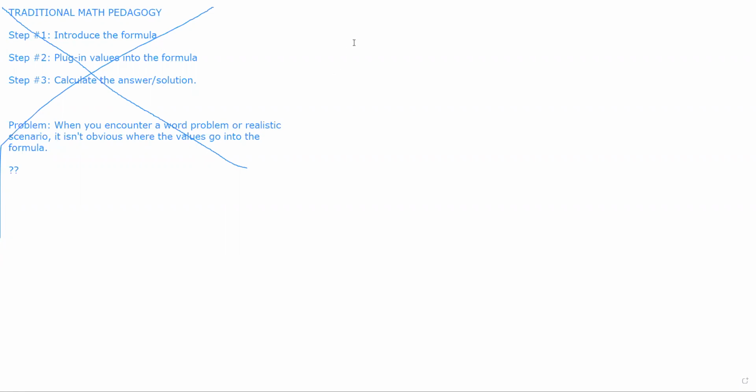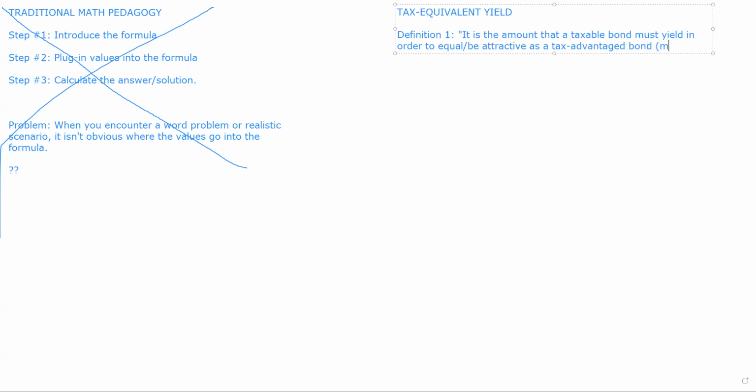Okay, so here's the deal. Today we're going to talk about tax equivalent yield. And even when you look this up on Investopedia, it tells you that tax equivalent yield, so I'll say definition one, is the amount that a taxable investment or taxable bond really must yield in order to equal or be as attractive as a tax advantage bond. And here we're talking about a municipal bond.